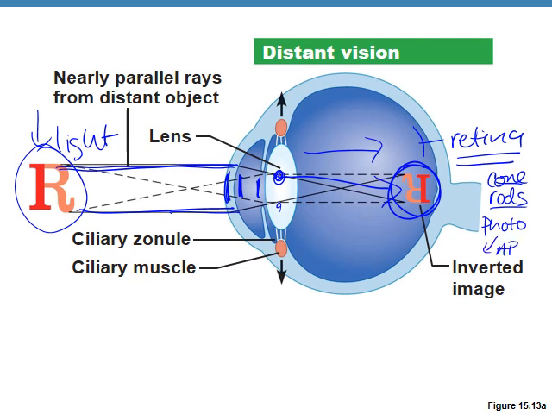So you can see that the ciliary muscles are relaxed. They're pulling on the zonule, and that is causing the lens to get flat. So, stretching the lens out.